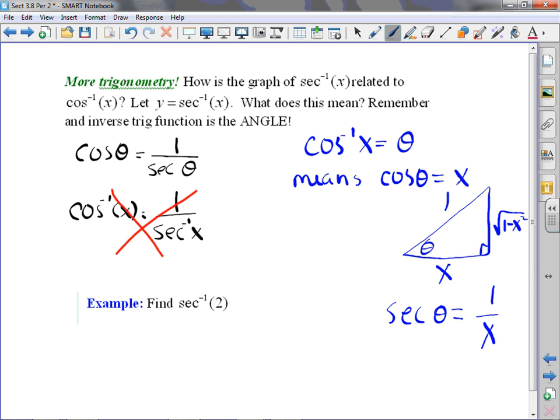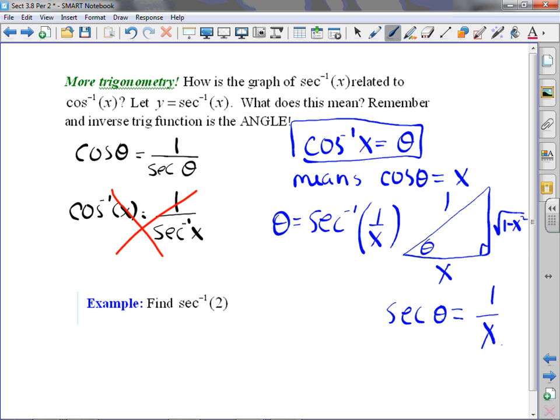Now, I know theta is equal to inverse cosine of x here. Let's solve this equation for theta. Theta is equal to inverse secant of 1 over x. Didn't I stay in the same triangle? Aren't the angles still the same? Are the angles still the same? Yes, I use the same triangle to do the problem. Yes.